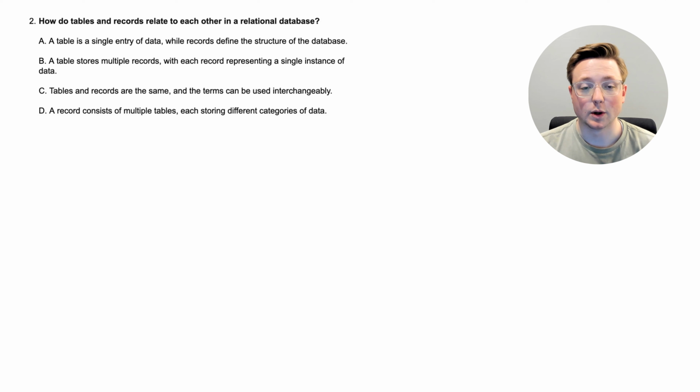All right, here we are at question 2. How do tables and records relate to each other in a relational database? So let's go through the options. Option A, a table is a single entry of data, while records define the structure of the database.